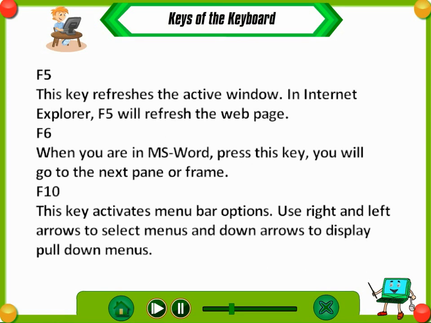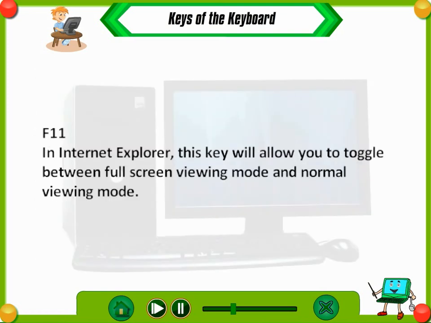F10. This key activates menu bar options. Use right and left arrows to select menus and down arrows to display pull-down menus. F11. In Internet Explorer, this key will allow you to toggle between full screen viewing mode and normal viewing mode.